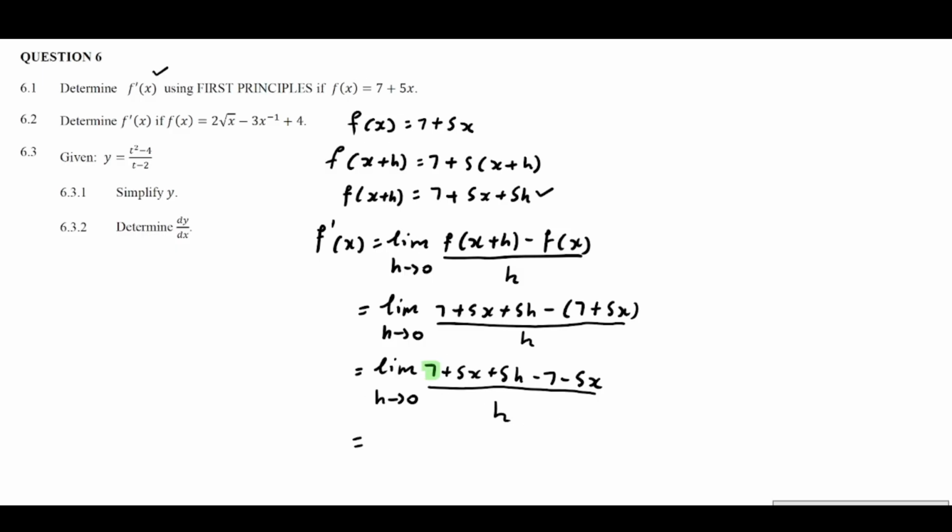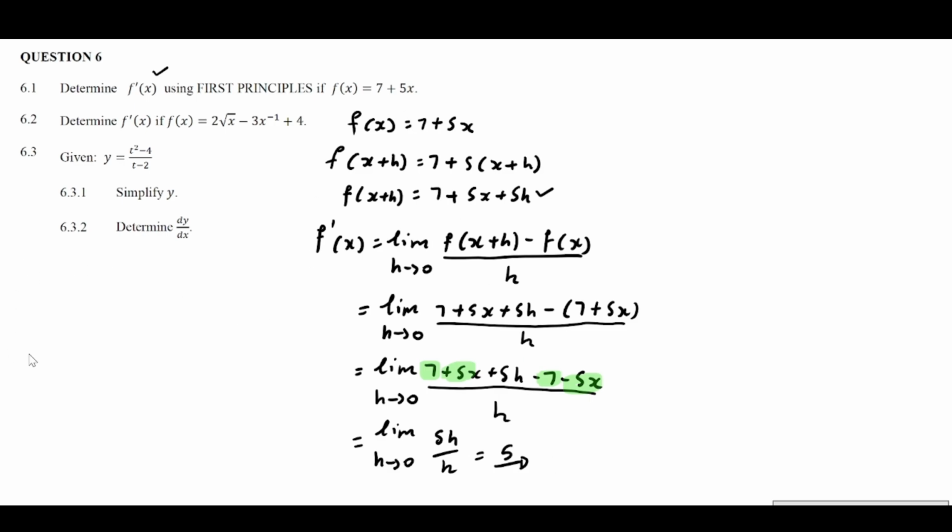Now let's see. We've got positive 7 and negative 7, they give us 0. 5x and 5x, they give us 0. So you are left with 5h divided by h, and the answer here will give us 5. That is our first principle there.